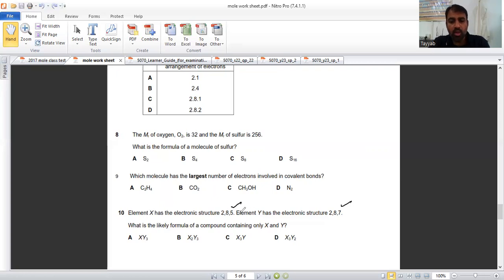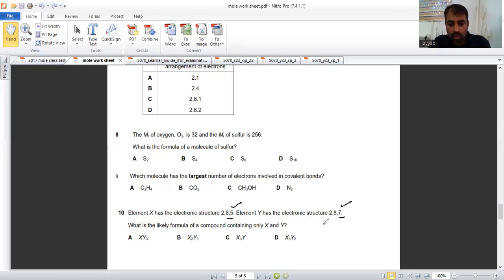For an ionic compound, one should have the electronic configuration of metals. In a metallic electronic configuration, there should be 1, 2, or maximum 3 electrons. So in both cases, there are not 1, 2, or 3 electrons, so they will form a covalent compound. In this case, X requires 3 electrons to fill its outermost shell like a noble gas, that is 8, and Y requires 1 electron.